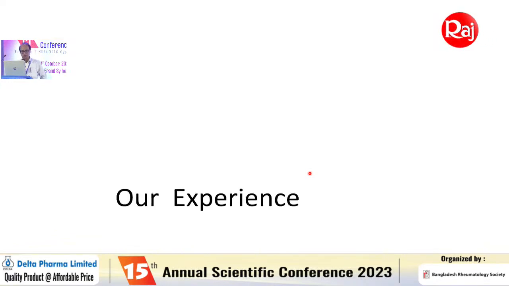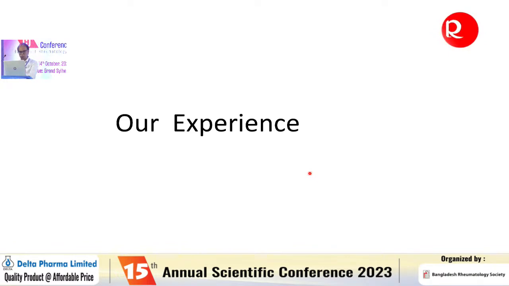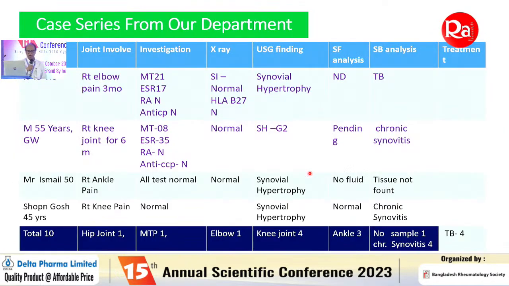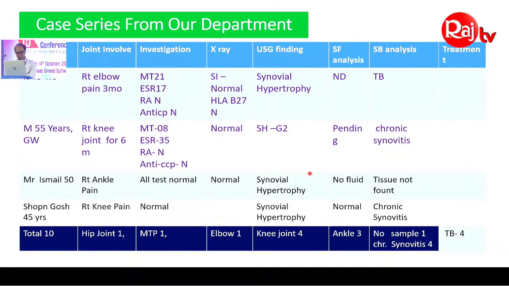Our experience: we did 10 biopsies in our department. One is small joint, one hip joint, one MTP joint, one elbow joint, 4 knee joints, and 3 ankle joints. We found 4 tuberculosis among 10 patients. And in one patient, we did not find any synovial tissue, maybe a problem in technique or transport system.